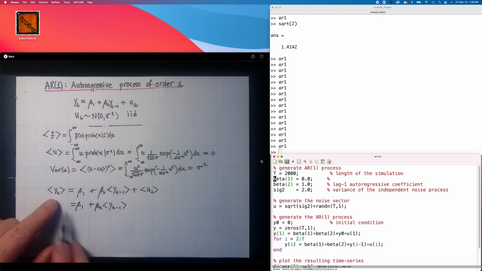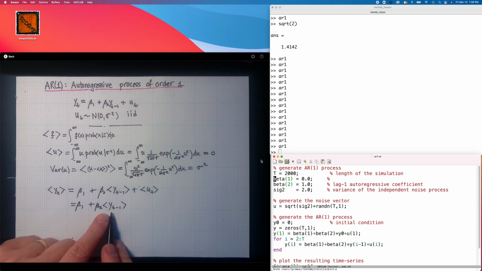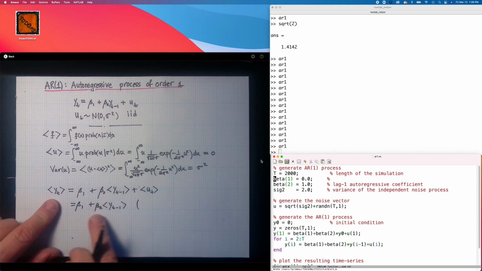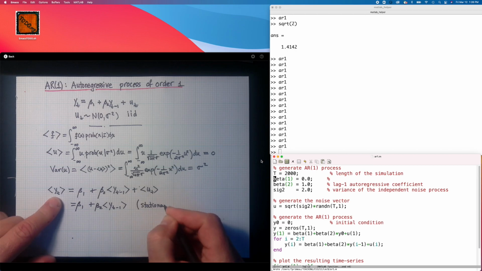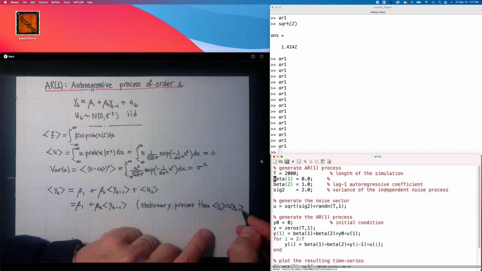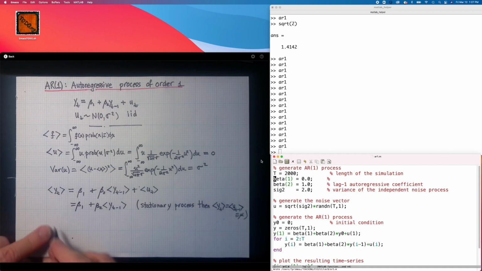Now at this point, I can't make any progress on this. I know how the expected value of y at time t is related to the expected value of y at time t minus 1. A simple case is where we have a process that's called stationary, and that means that these two are going to be equal to each other, and then I can just easily solve. I'll explain what stationary means in a little bit. So if it's stationary, we're just going to define that quantity to be equal to mu, and then I'm just going to substitute mu in this expression, and that allows us to solve for mu. And so the expected value of y is beta 1 divided by 1 minus beta 2.